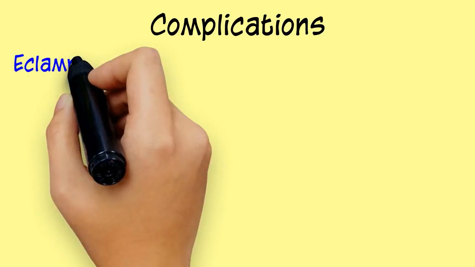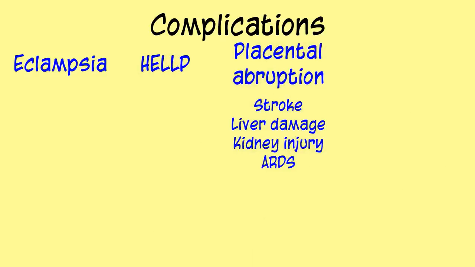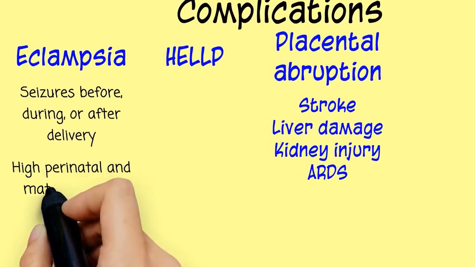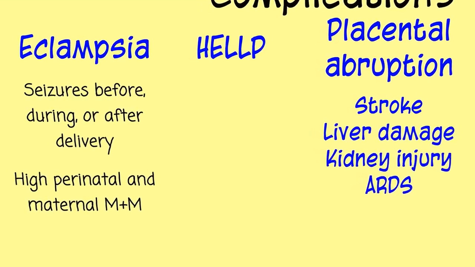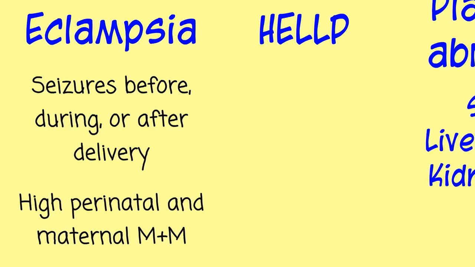Preeclampsia is a progressive disease. The hypertension may worsen, or signs of end organ dysfunction may manifest over time, including eclampsia, HELLP syndrome, placental abruption, stroke, liver or kidney injury, and ARDS. Eclamptic seizures may occur before, during, or after labor and result in high perinatal and maternal morbidity and mortality.